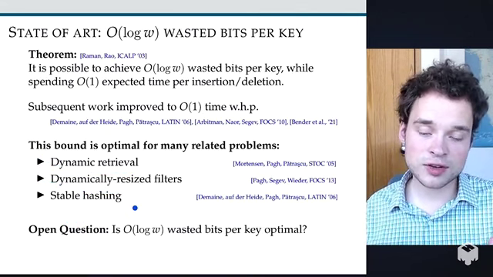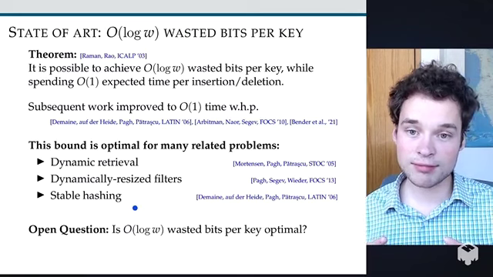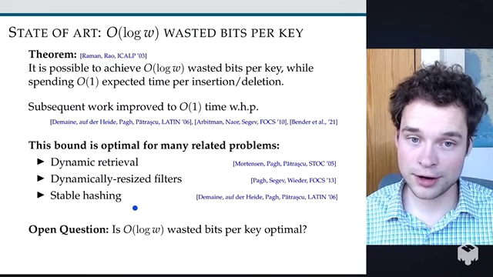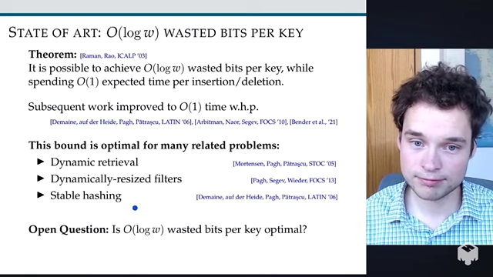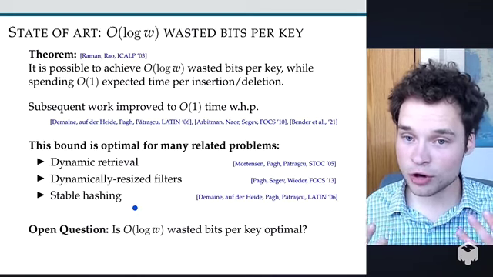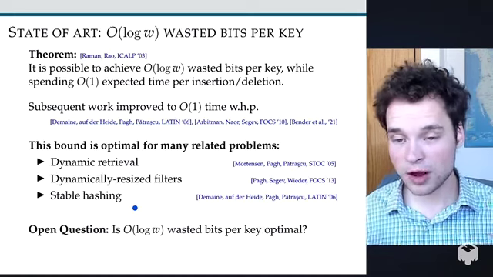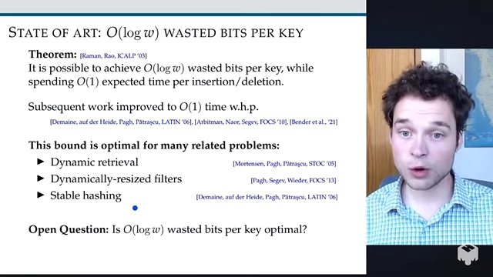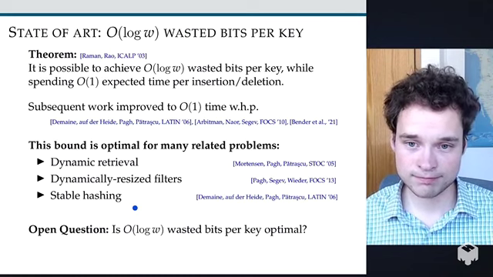And what we see in each of these problems is that the lower bound we get is the same bound as what we know how to do for hash tables. But nonetheless, it has remained an open question: is this bound of log W wasted bits per key actually optimal, or is it possible to do better?